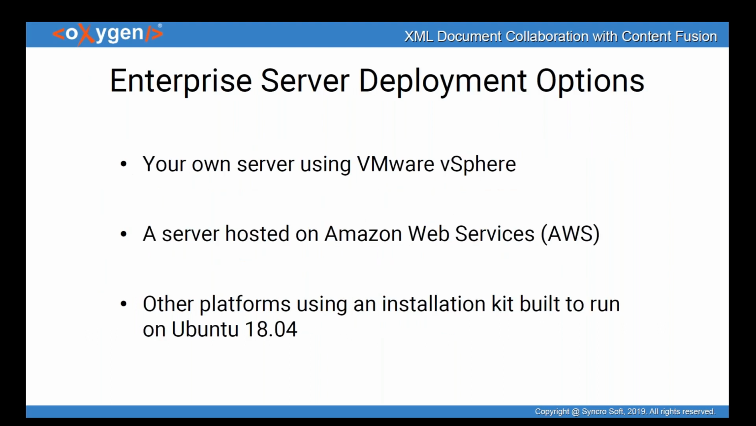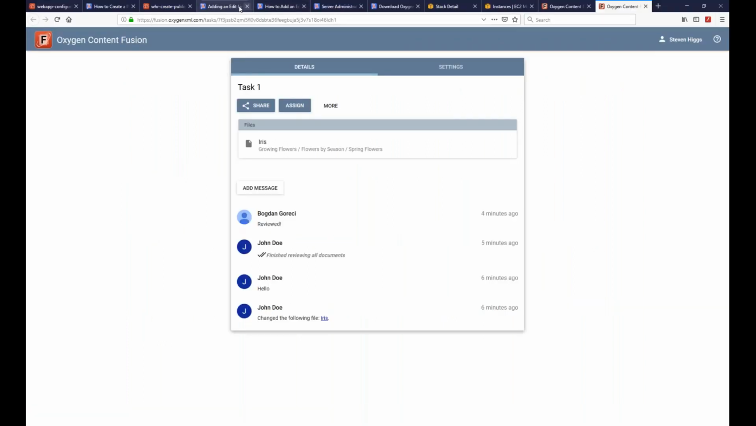There are basically 3 deployment options. You can deploy it on your own server using VMware vSphere. It can be deployed on a server hosted on Amazon Web Services or other platforms using an installation kit built to run Ubuntu 18.04. So in most cases, a server or system admin will be the person configuring the server, and this will be very simple and familiar to them, but just to show you an example of how easy it really is.